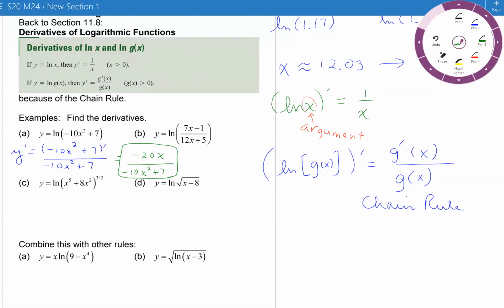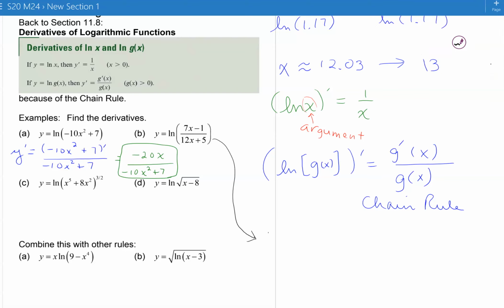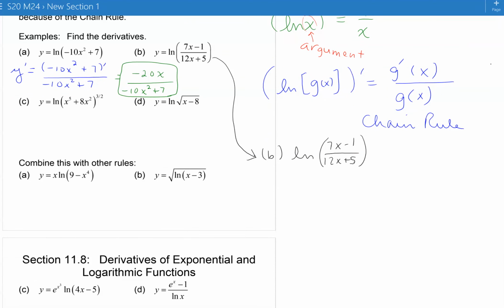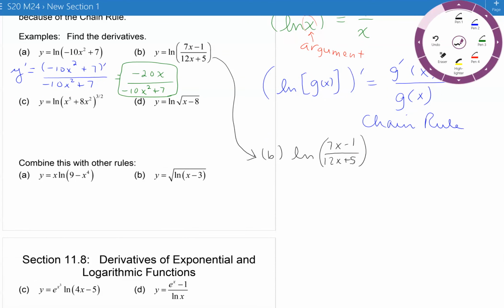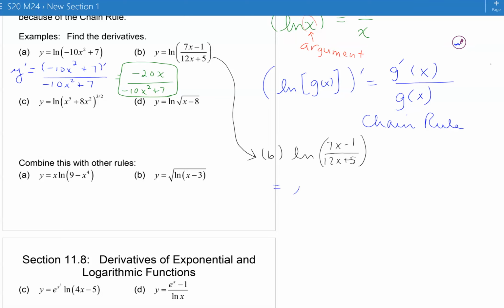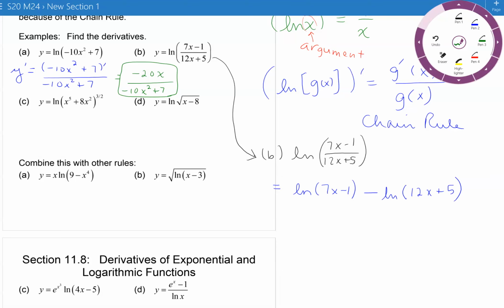So then B I chose as an example to illustrate that you're going to want to be good at using the properties of logarithms to simplify and expand this logarithm, because you could do the derivative like this, but it would be a horrible job. Whereas if you write out the product, the quotient property of logarithms, you'll see you have the ln of 7x - 1 minus the ln of 12x + 5, and then each of those is really straightforward derivatives.